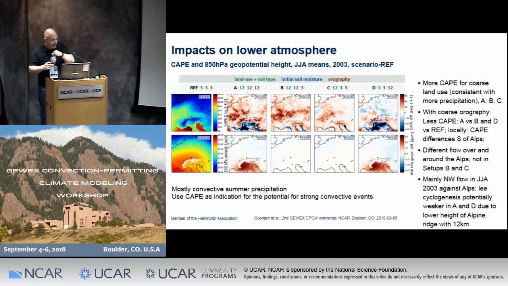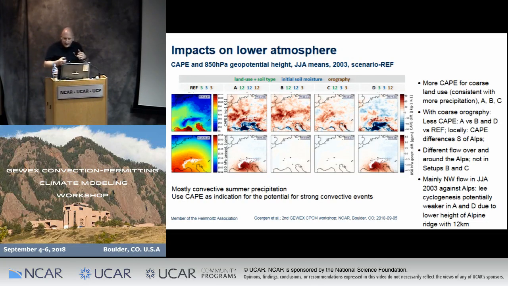Now it gets, I think, a bit more interesting also. Looking at the impacts on the atmosphere, we look at CAPE and geopotential height on this plot. At 850 hectopascal geopotential height, we have mostly convective summer precipitation, so we consider CAPE a good indicator for potentially strong convective events. So we have more CAPE for coarse land use, as you can see up here, the red colors, an increase. But what's more interesting, even with a coarse orography, for example, we have less CAPE. For example, you compare here A and B, or you compare D and the reference. So here we have the coarse orography. You have an increase of CAPE here, but a decrease of CAPE here.